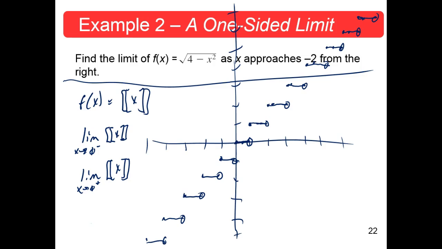Here's x to the left. What's its limit? Minus 1. Down here, from the left. From the right, it's 0. From the left, though, it's negative 1. So this will be negative 1. This will be 0. So it's discontinuous at the integers. Every integer, it takes a step up.